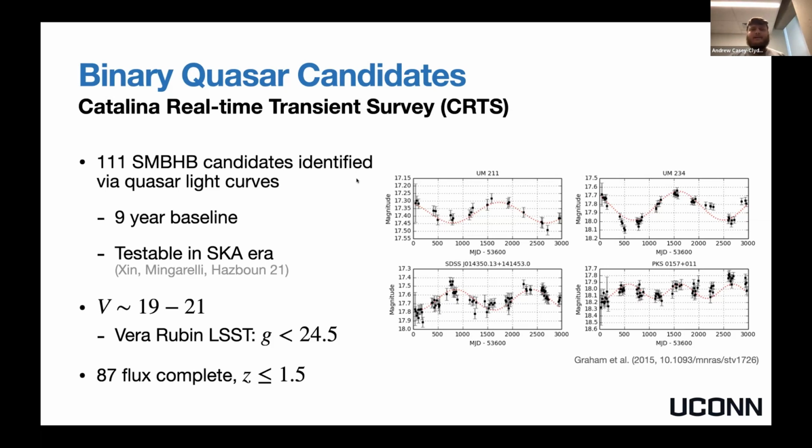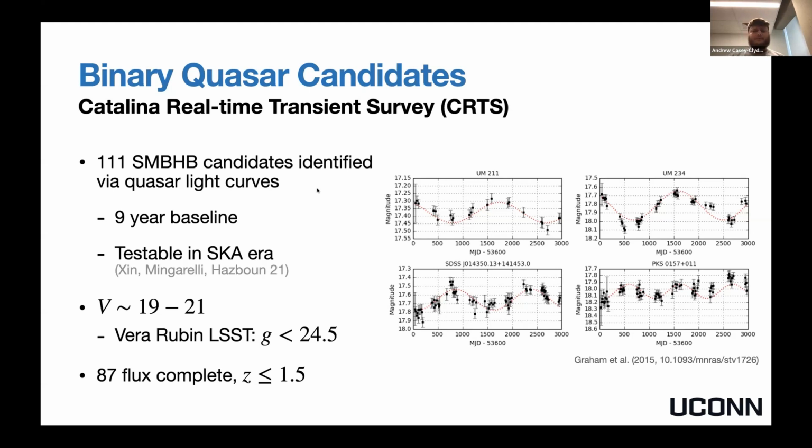So like I said, Catalina Real-Time Transient Survey has a nice catalog of these. They have 111 supermassive black hole binary candidates identified via these quasar light curves. And they have a nice long baseline, which is one of the things that you really need when you're carrying out these search campaigns, since you need to check over a long period of time that we actually have this sinusoid in here, especially since when we're talking about nanohertz gravitational waves, we're talking periods that are on the order of anywhere from, say, maybe a few months to a decade or more. So these 9-year baselines are really a kind of starting point.